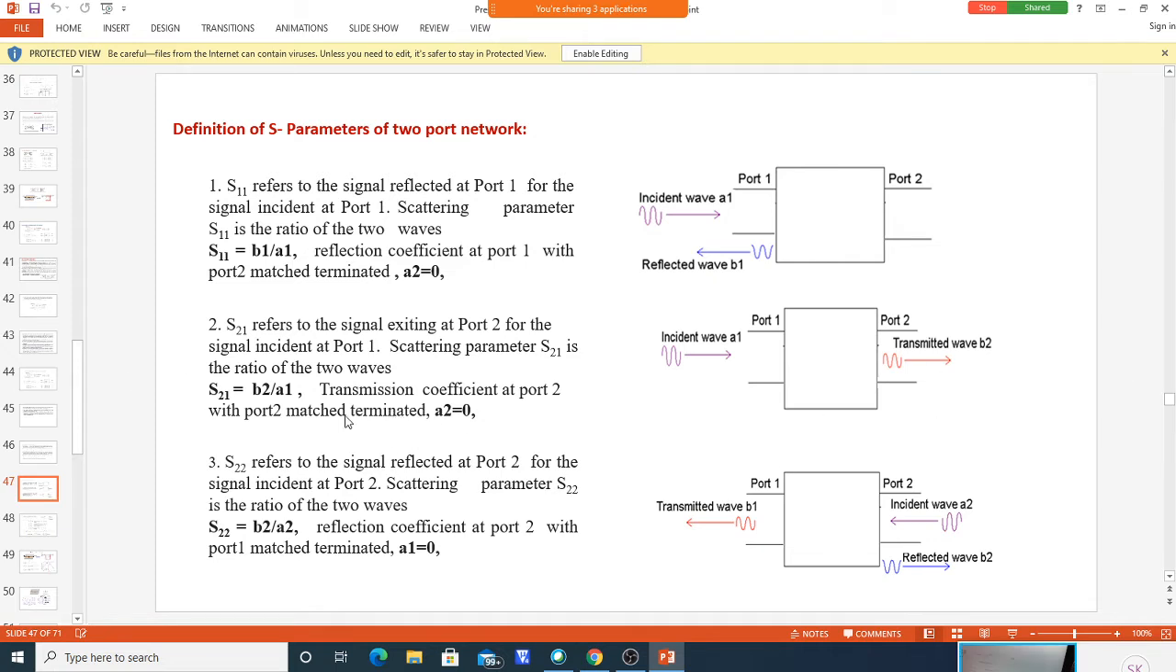While measuring this S21, we have to keep a match termination here. Match termination means the signal that comes here is dissipated in the match termination without reflecting back. So A2 should be 0, meaning there is no reflection. Whatever comes out at port 2 should dissipate in the match termination. That is what you should do while measuring S21. It says how much transmission there is, B2 by A1.